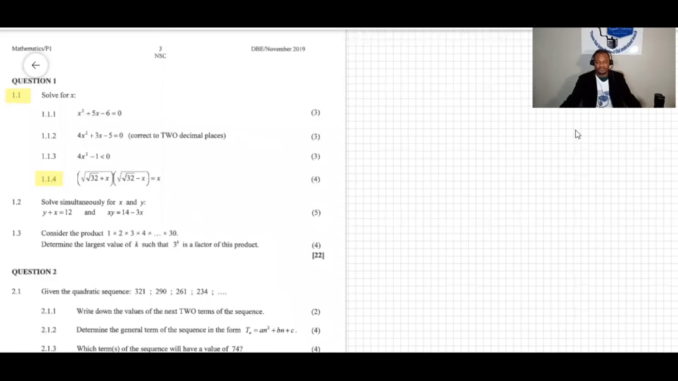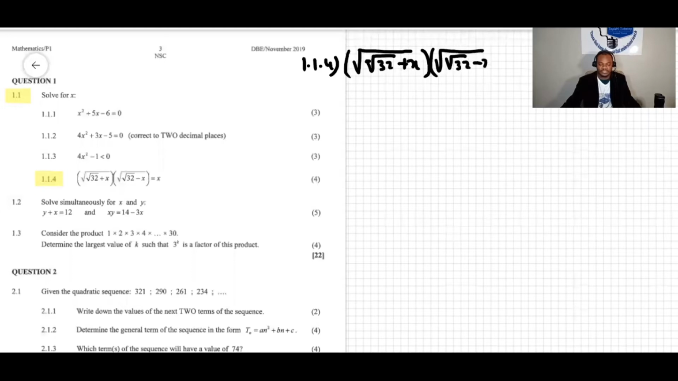Well, we were doing question 1.1, and in the previous videos, we did question 1.1.1. And now we are going to do question 1.1.4. The question says, I'm going to write the question over here, is 1.1.4. We have the square root of (32 plus x), close brackets, and then open another bracket, square root of (32 minus x), close bracket, equal to x.